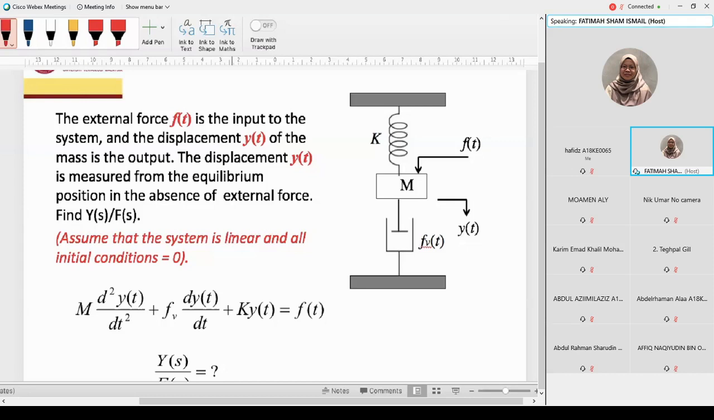So your equation for the translational x-axis or y-axis, how to derive the equation is still the same. So don't worry about the gravity. So in this case, if you refer to this diagram, we apply force to M here.